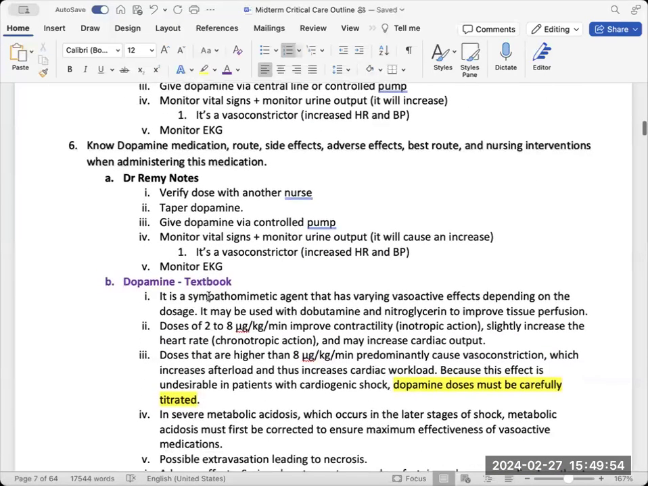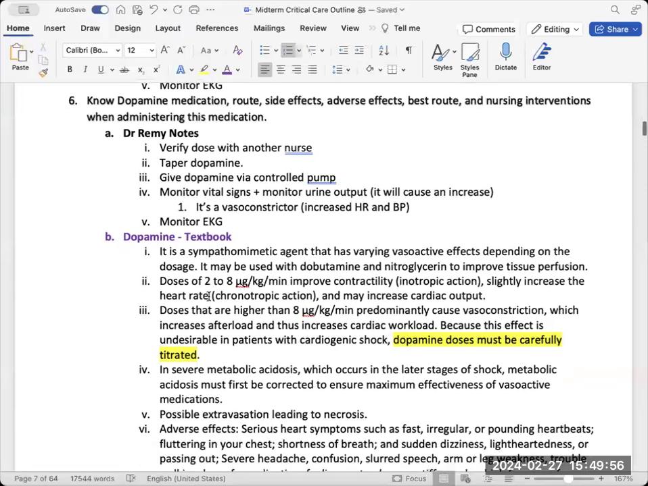Now, the reason I said that we have to be very careful with the levels of dopamine is because we need doses between 2 and 8 micrograms per kilogram per minute to improve contractility. Because if it goes higher than 8 micrograms, we're talking about more vasoconstriction, which can increase the afterload and increase the workload of the heart, which is basically just going to be really undesirable and it's not going to be good for the patient, okay?